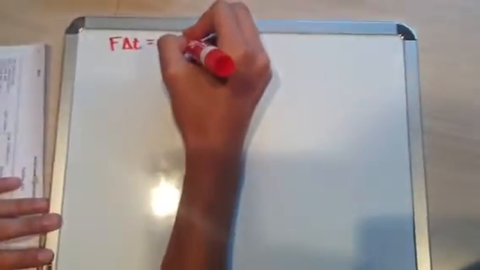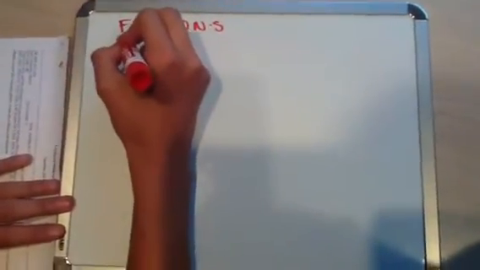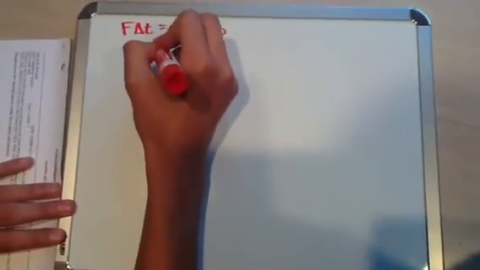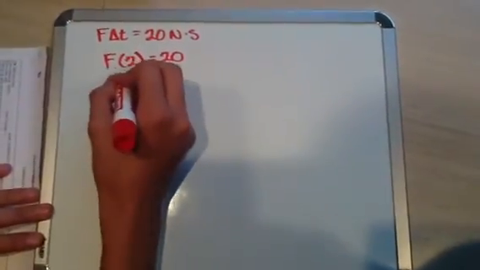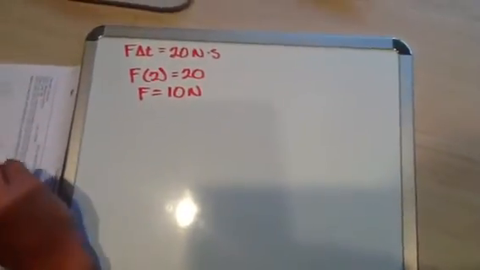For the second part, we're asked to find the acceleration in the first 2 seconds of the rocket's flight while the engine is still on. So we're given the impulse, and we know that impulse is equal to force times the change in time. So we just solve for force. We know the time is 2 seconds, so we know that force equals 10 newtons. The seconds cancel out, and the units.